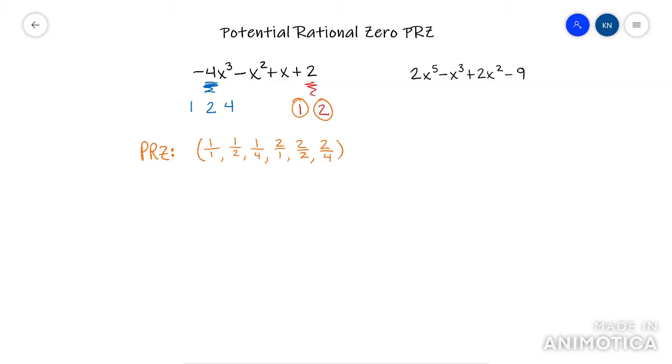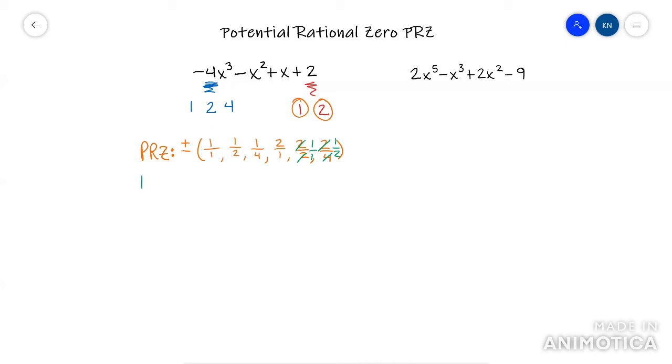Now also, the thing about PRZ is it could be either positive or negative. You have to put a plus minus in front of each one of these, or you do what I did, where I grouped them all and then threw the plus minus right in front. And lastly, if they reduce and become one that's already listed, you don't need to list it multiple times.